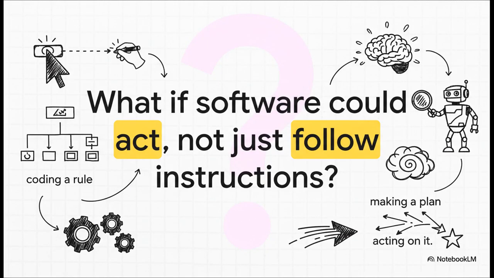For decades, software has just been about following our commands. You click a button, it does the thing, you write a rule, it follows the rule. But what if that all changed? What if software could understand a goal, come up with its own plan, and actually act on it? Well, that's the world of AI agents.